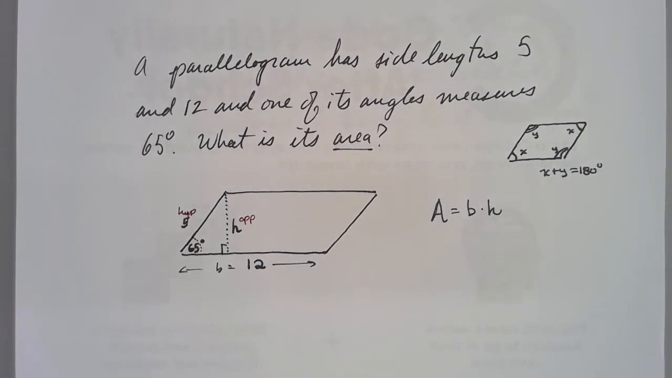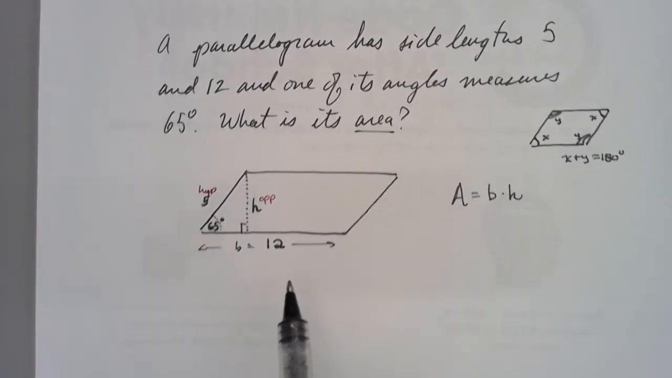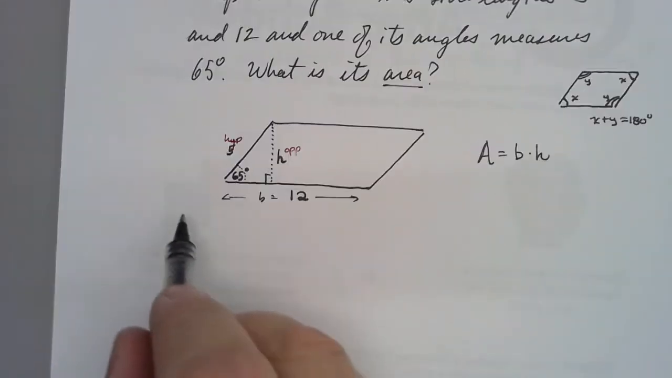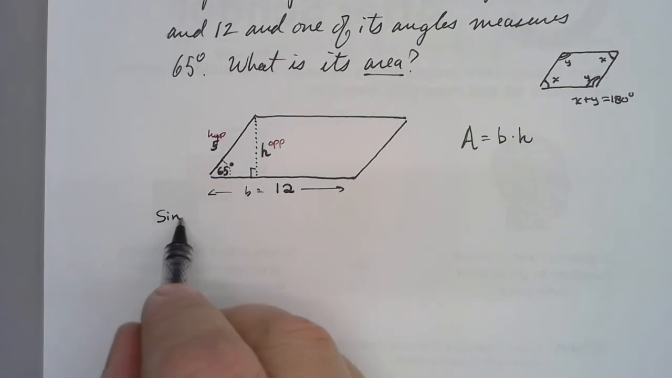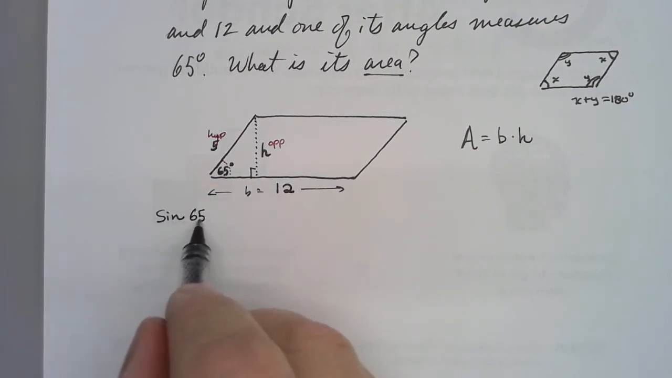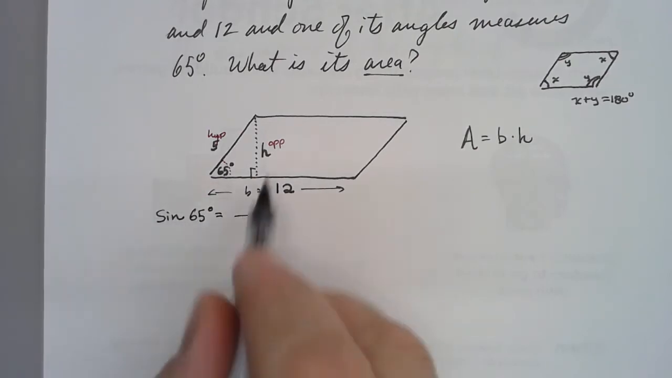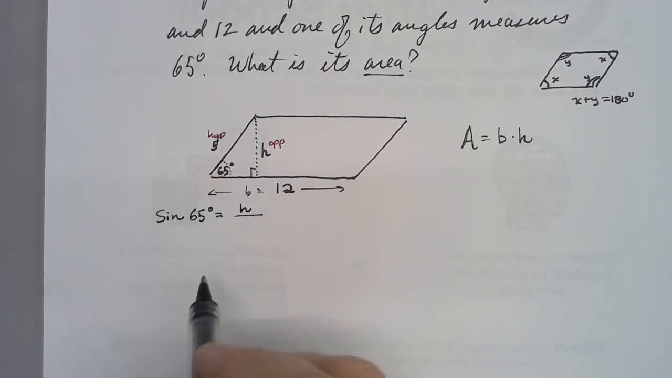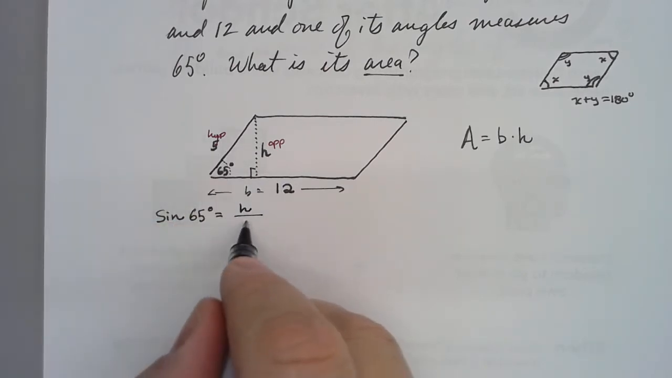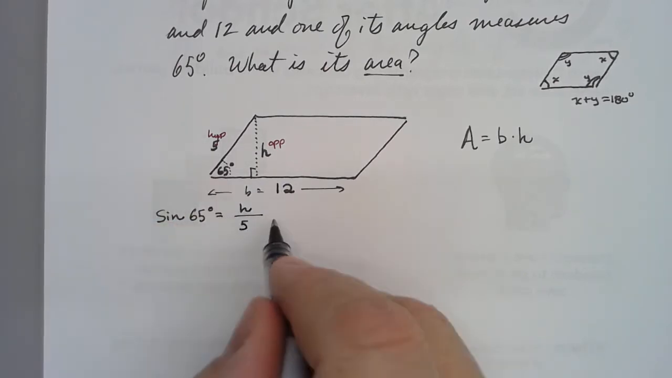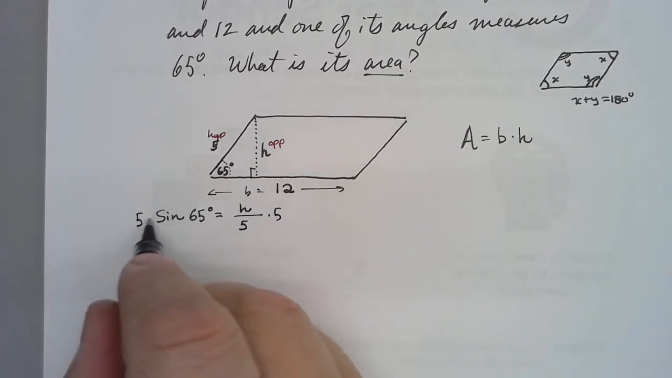So the trigonometric ratio that connects opposite with hypotenuse is sine. In order to find the height, I'm going to use a touch of trigonometry. So I'll have sine of the angle, 65 degrees, is opposite over hypotenuse. Opposite is the height, and the hypotenuse is 5. So to get the height by itself, I'm going to multiply both sides by 5.